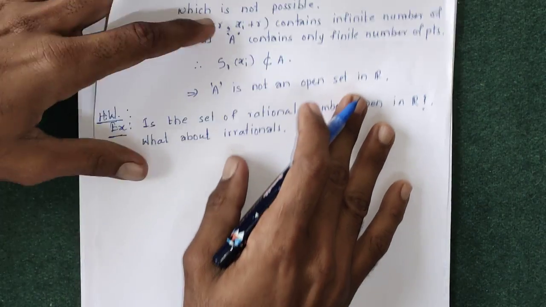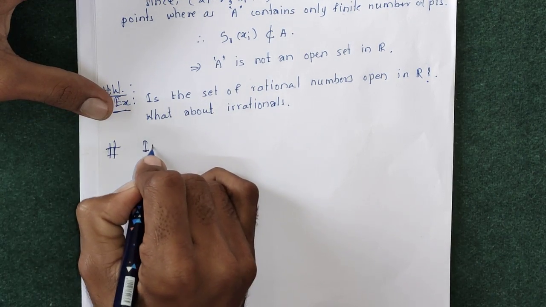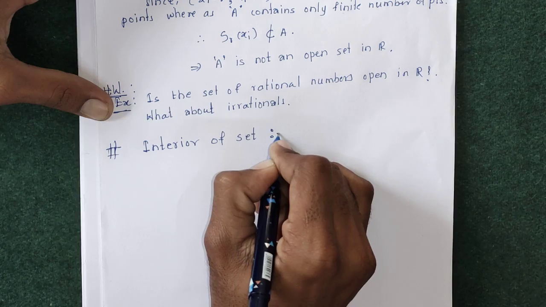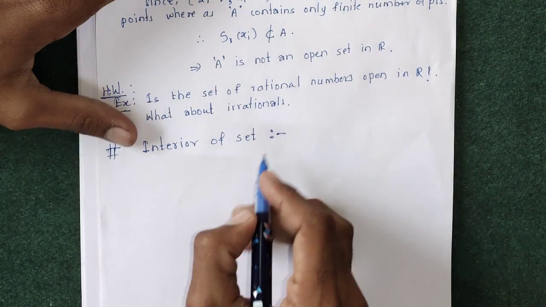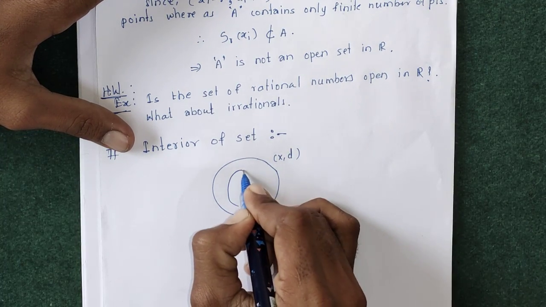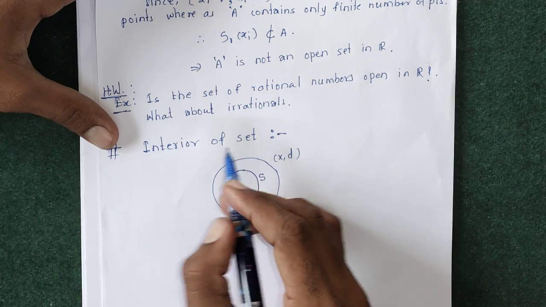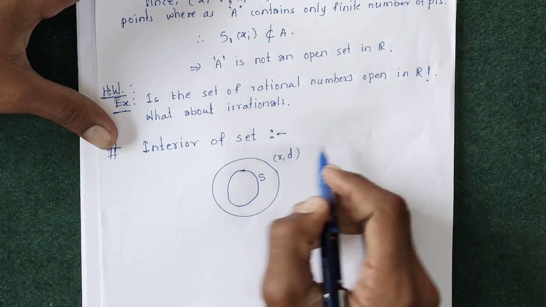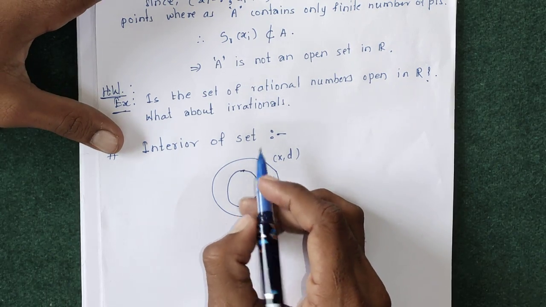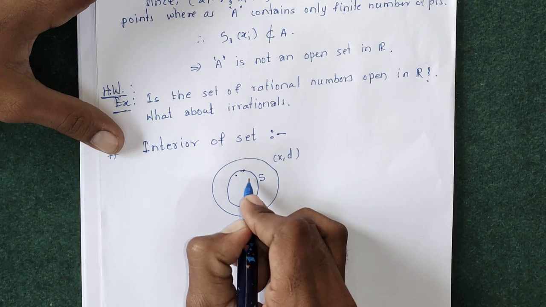Now the next definition is the interior of a set. Suppose this is a metric space (X, d). For this space, suppose S is a subset of this metric space (X, d). Then we say that an element x of X is an interior point of S whenever that point x lies inside this S. Suppose this is the interior, this is again interior of S.